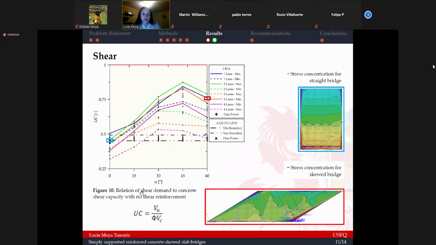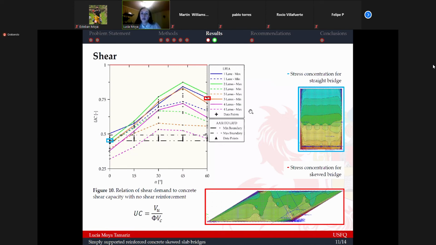Then moving on to shear, in order to compare shear for the two analysis methods that we used, we defined a unity check between the shear demand and the shear capacity. As it can be seen in figure 10, when we were obtaining this unity check for the simplified procedures, we were able to see that all of them were below 0.5 and they were not dependent on skew. However, when we were using linear finite element analysis, we could see that as the skew increased, this unity check increased a lot, and also it almost reached 1 for skew angles of 45 degrees.